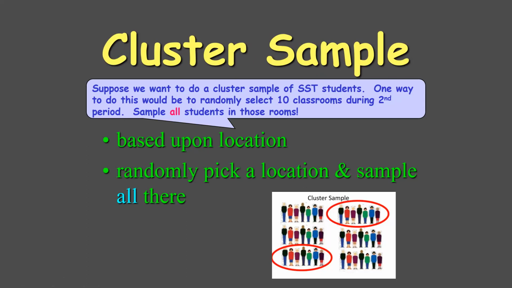But the difference between a cluster and a stratified also is that with a cluster, after you choose that location, you're sampling all in that area. With a stratified, you're splitting based on characteristic, and then you're doing a simple random sample. So you're not sampling everybody. Okay, but cluster is location.